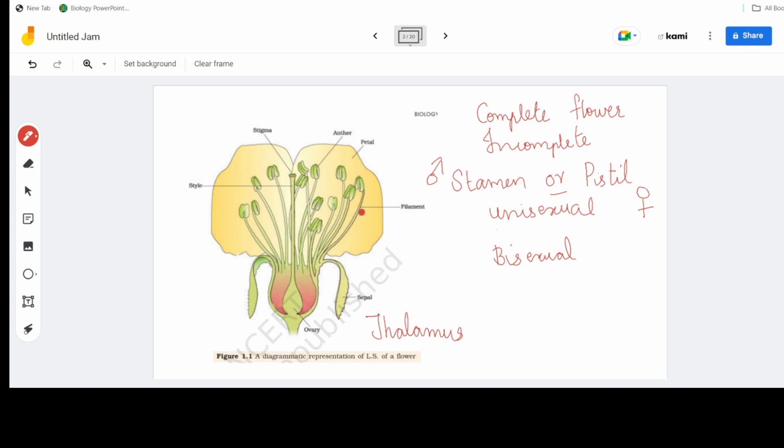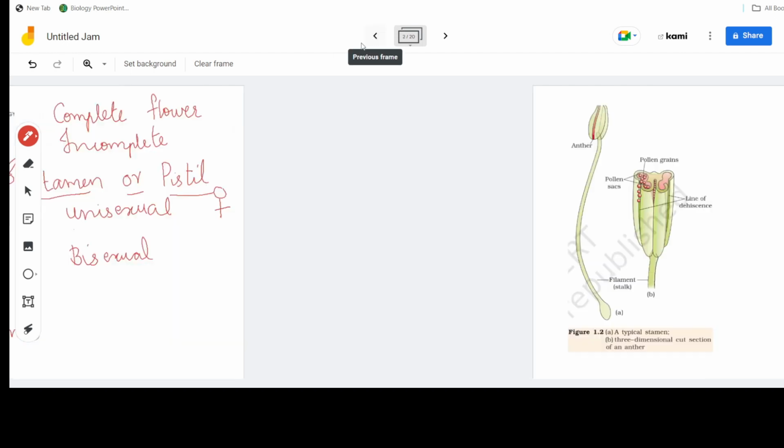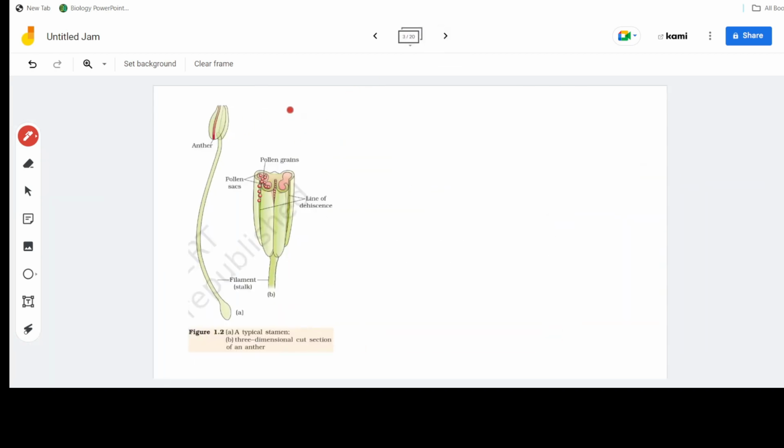The major organs or parts which directly take part in reproduction are the stamens and the pistil. So we're going to talk about the stamens and pistil in detail. This is the figure of a stamen given in your textbook. You can see that they have taken one stamen out of this. There are many stamens, and from this we have taken one out. So stamen is the male reproductive part of a flower.